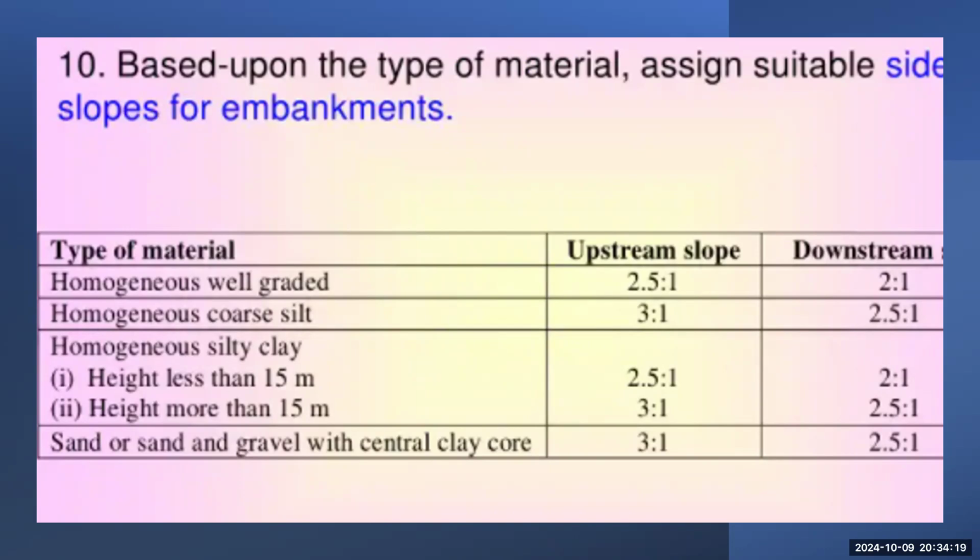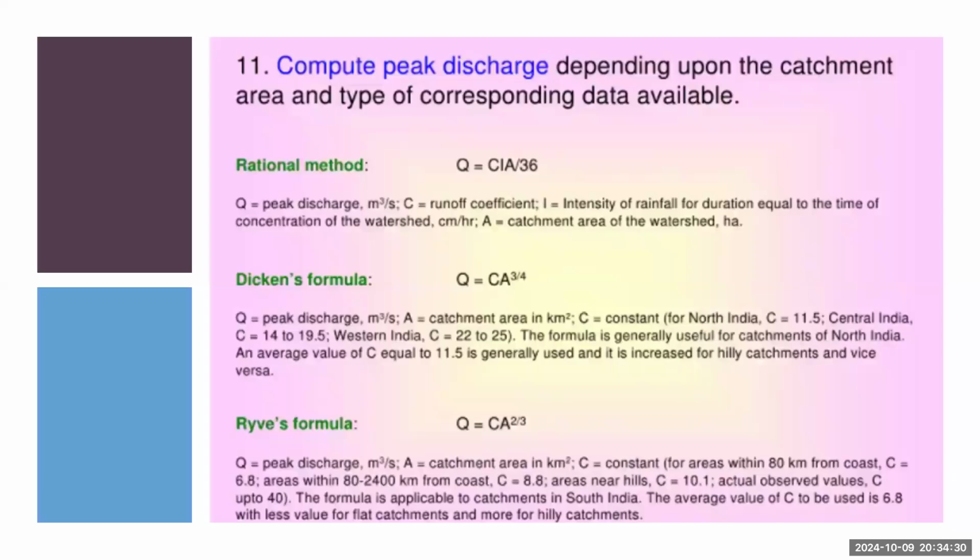So we have discussed how to decide freeboard, top width, height of embankment, length of embankment, and slopes. Now, the next point is how to compute the peak discharge. This peak discharge is important in order to design the waste weir, that is the outlet of the percolation tank.